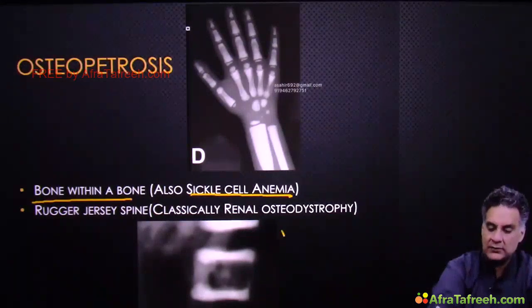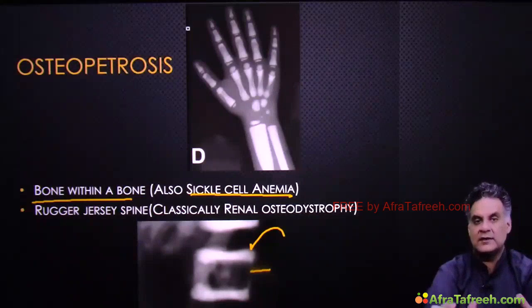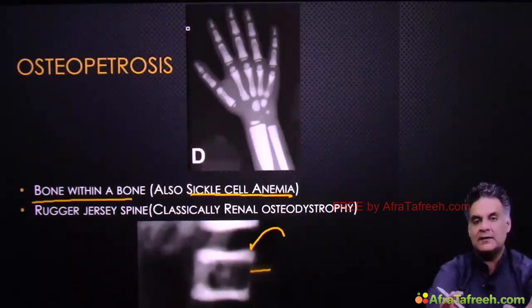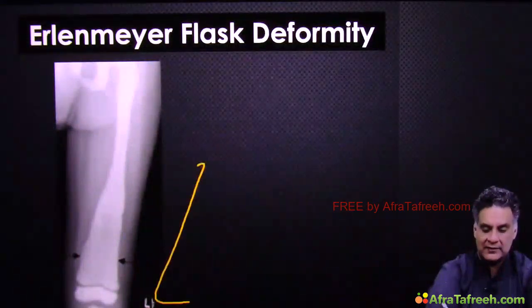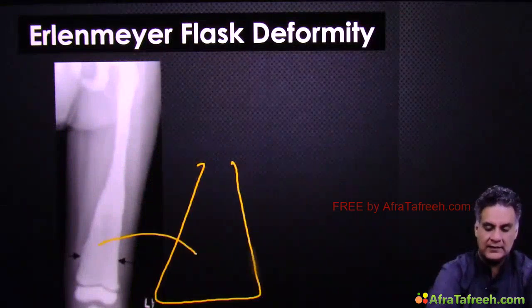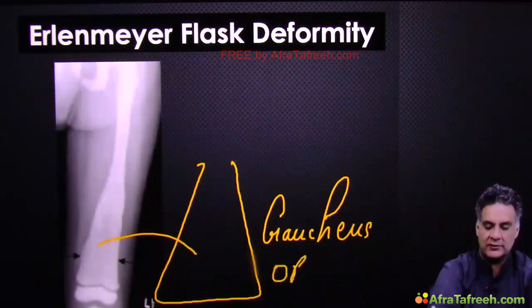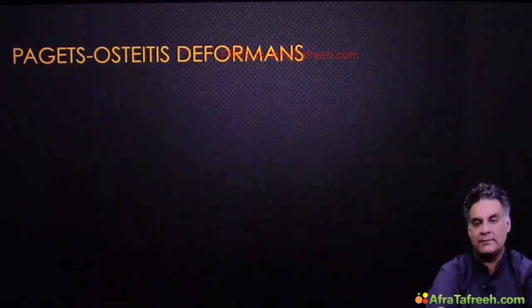Or there can be horizontal stripes in the bone, classically seen in renal failure, which can also be picked up in osteopetrosis. This is called rugger jersey or rugby player. Their jersey has alternate stripes of colors. Rugger jersey spine is classical of CRF or renal osteodystrophy, also seen in osteopetrosis. The lower end femur looks like a flask, classically seen in Gaucher's, also a feature of osteopetrosis. People love to ask osteopetrosis in the exam.